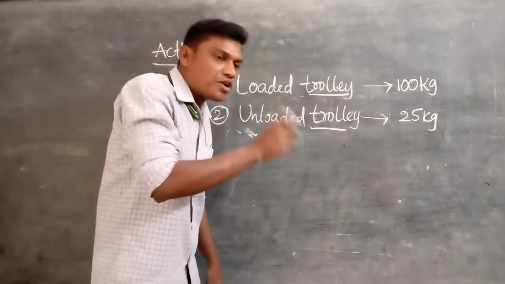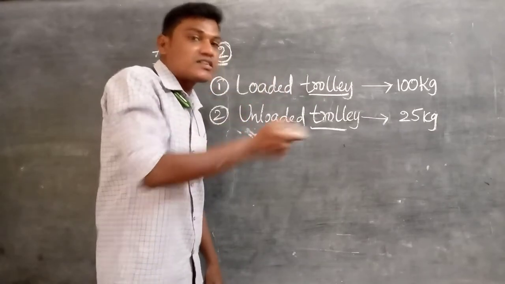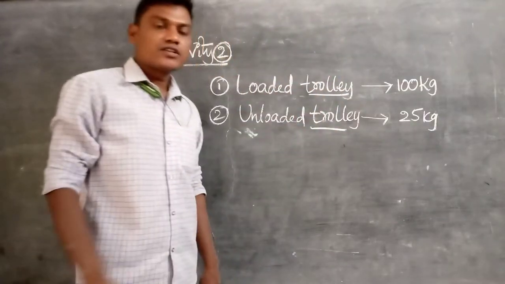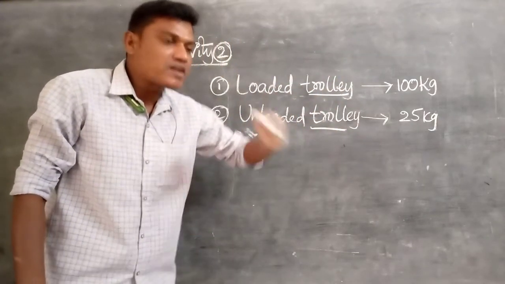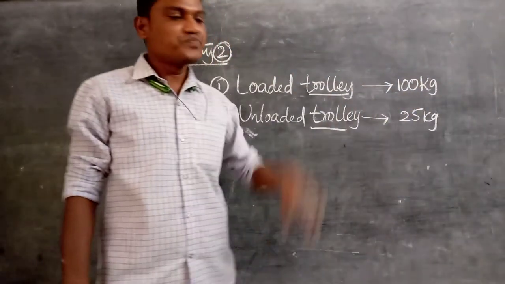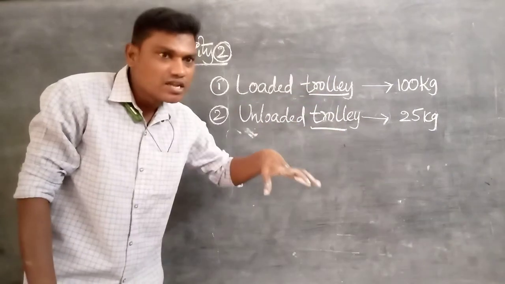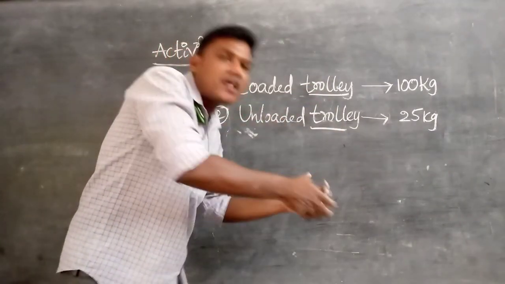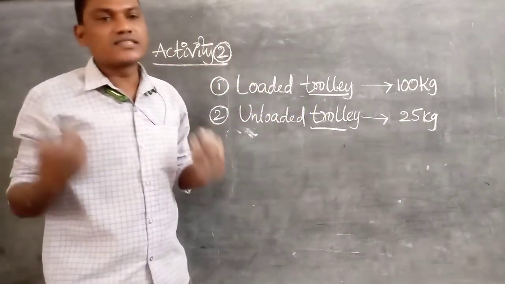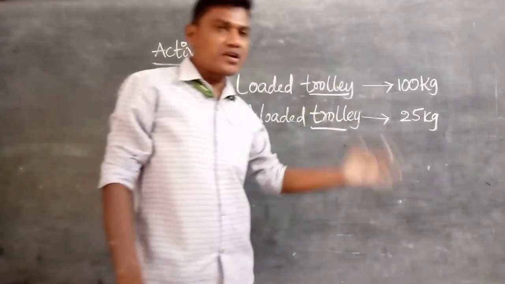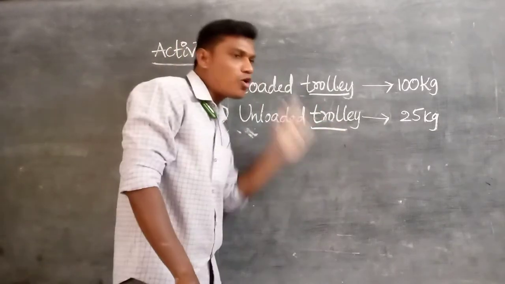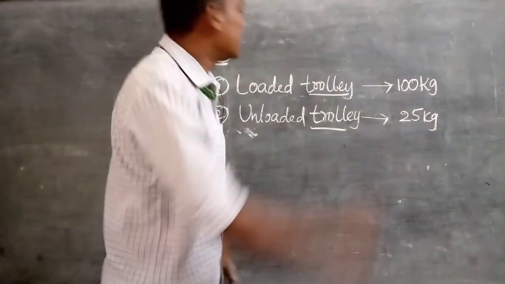So the loaded trolley resists or opposes our force more, but the unloaded one resists very little. Inertia is the property of matter that resists a change in its state of rest or motion. Here the two trolleys are initially at rest. That's why when you apply force on the loaded as well as the unloaded trolley, the loaded trolley resists the force more and the unloaded trolley resists less. That's why the loaded trolley has more inertia and the unloaded trolley has less inertia.